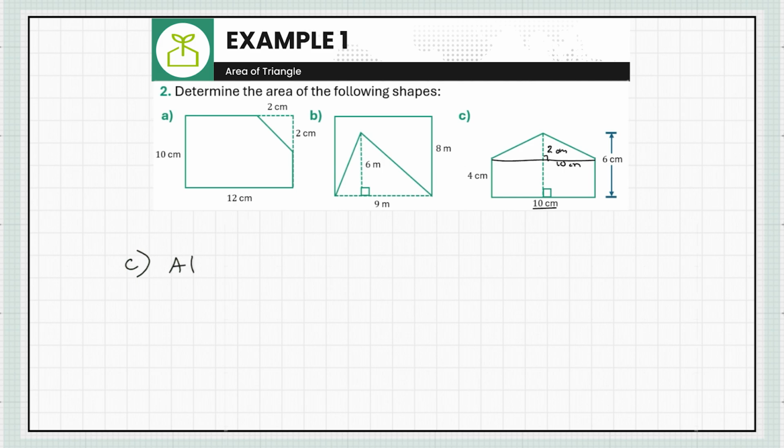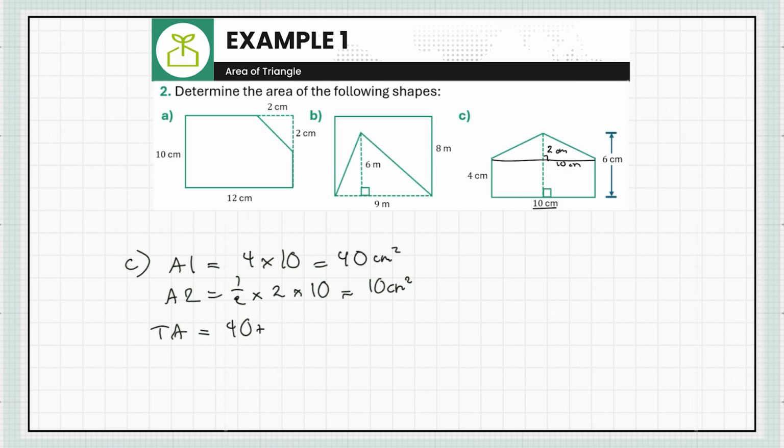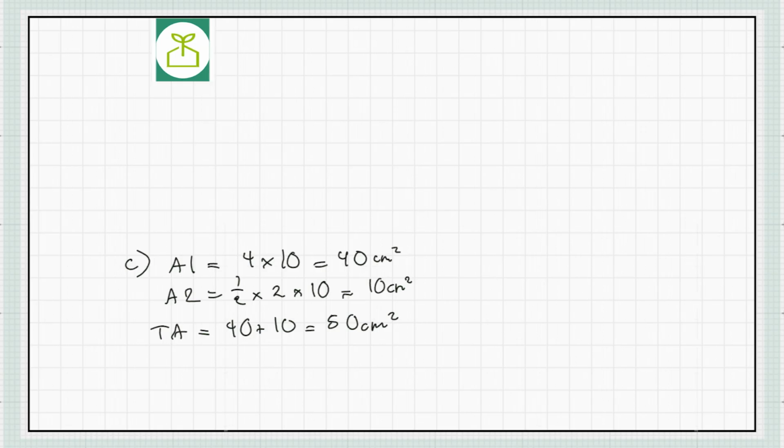So for our area 1, which is going to be our rectangle, it's just going to be 4 times 10, and that just equals 40. And our area 2 is going to be 1 over 2 multiplied by 2 multiplied by 10, and that just equals 10 centimeters squared. So our total area is going to be equal to 40 plus 10, which is just 50 centimeters squared.